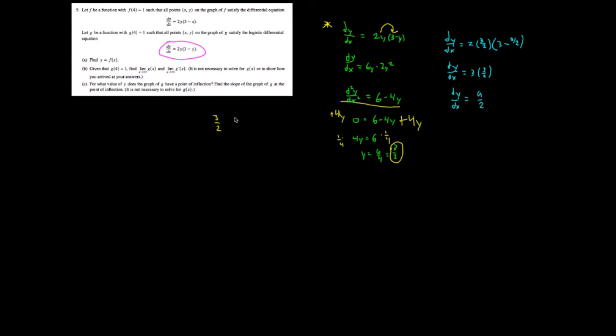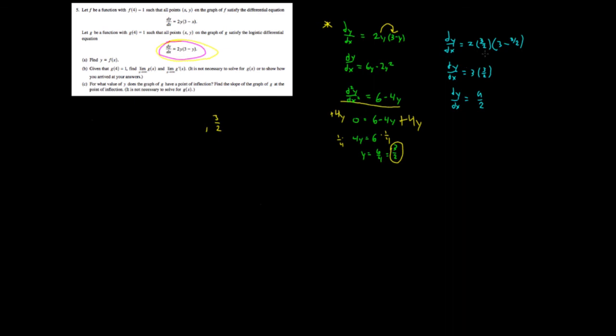Second part of C. Find the slope of the graph of g at the point of inflection. So now all we have to do is find the slope at this point of inflection right here, some x value, y equals 3/2. So we have to plug this point into this equation circled in magenta and yellow. And we do that right here in the blue. So dy over dx equals 2 times 3/2 times 3 minus 3/2. That is the differential equation with 3/2 plugged in.